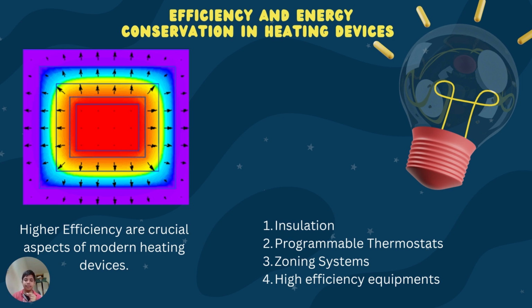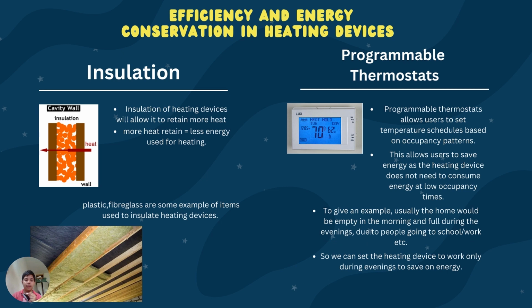efficiency equipment. So for insulation, insulation just means that we wrap the heating element with an insulating material so that less heat is lost to the environment. So the more heat that we retain, the less energy we need for heating the element. Some of the materials that we use are plastic and glass. So next, programmable thermostats.